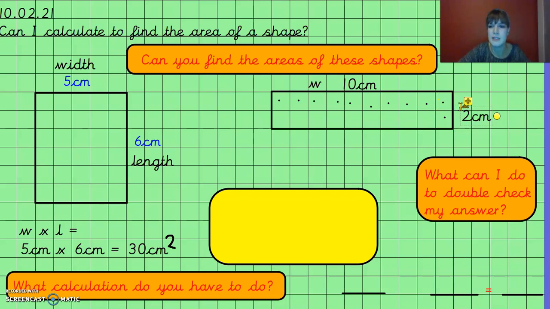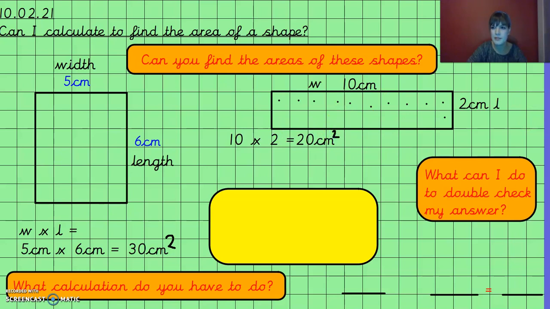2 centimetres. Okay, and I'll put L up there for my length. So I am multiplying 10 times 2. And 10 times 2, we all know, is 20. So it's 20 centimetres. Let me just move that. 20 centimetres squared.